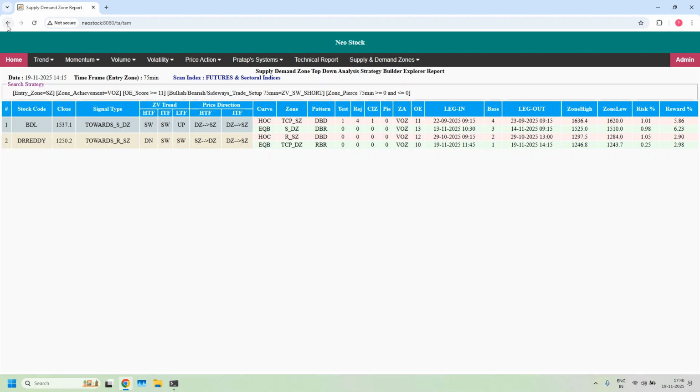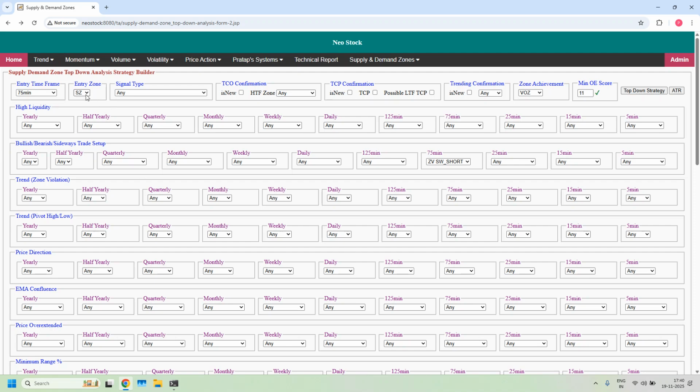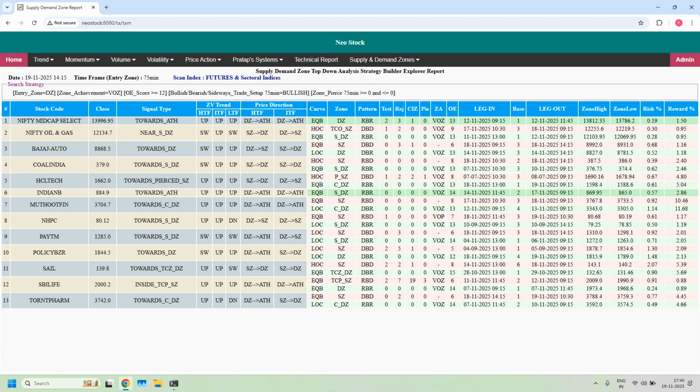Okay, next, bullish trade setup for weekly income trade. Entry time frame zones are 75 minutes demand zone, bullish, minimum odd and enhanced score 12. Let's filter. We got 13 stocks. All 13 stocks are supporting bullish trade setup for weekly income trade, and all the entry time frame zones are 75 minute demand zones. So total we got 13 stocks. Out of these 13 75 minute demand zones, we should identify high probability trade setup 75 minutes demand zones.